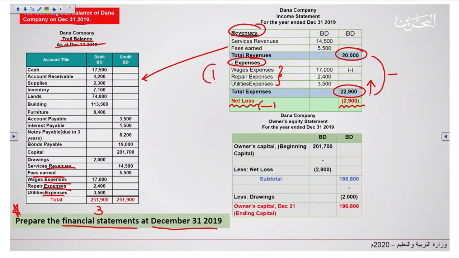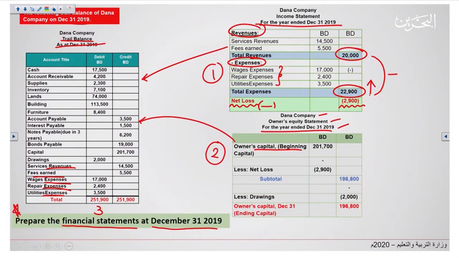This is statement number 1 and this is statement number 2. They should be prepared one after each other. In this statement, I put here the name of the company, and I have to mention the name of the statement because I am working on 3 statements here. And I have to mention the period of time, which has to be the same as the period of the income statement. I have to start with the beginning capital or the owner's capital from the trial balance.